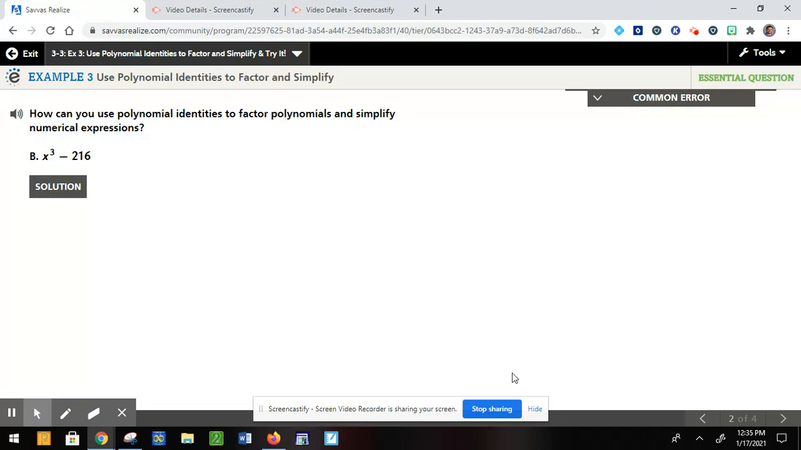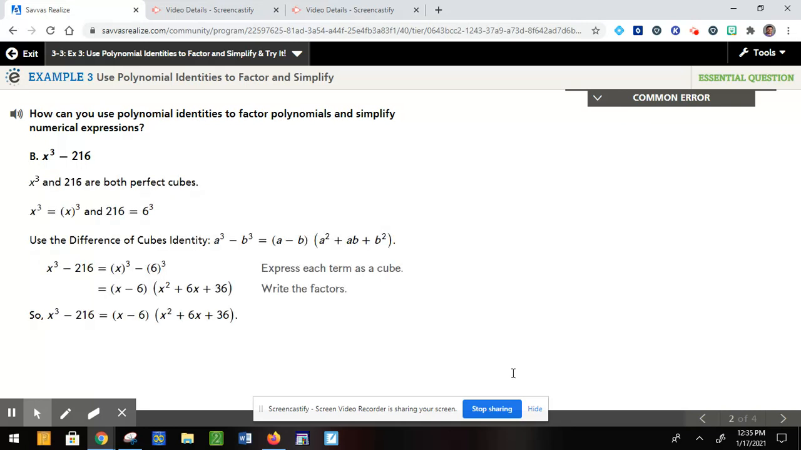This one is x cubed minus 216. This would be the difference of cubes identity. So in the identity, a is the cube root, in this case of x cubed, so a will be x. And then the cube root of 216 will be b, so b will be 6. So you end up with x minus 6 times x squared plus 6x plus 36. And those would be the factors of x cubed minus 216.